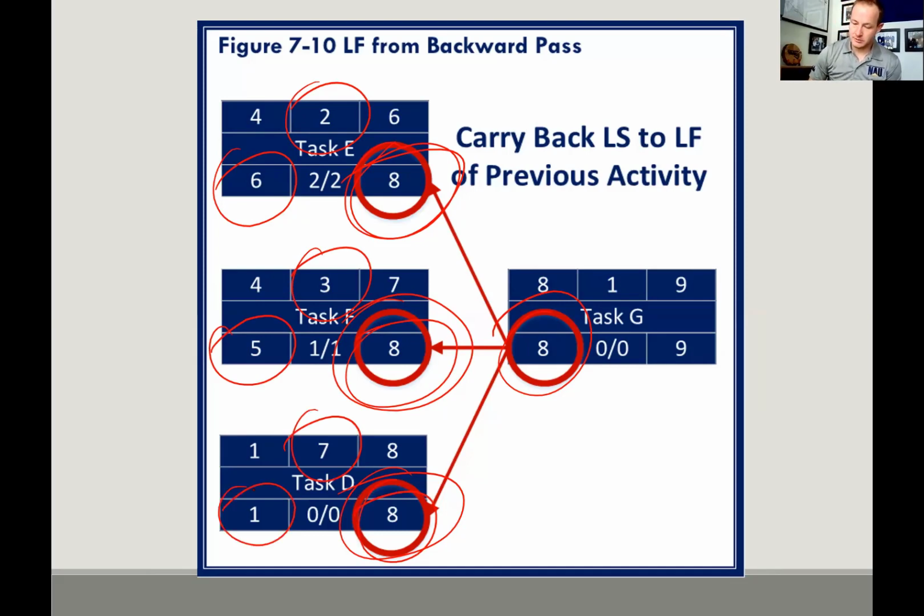Okay, so that's pretty easy. When we have two arrows that come into one task, we're going to take the smaller. So I'll show you this in practice. But what we're going to do is we're going to take the smaller. So in the backwards pass, we subtract the durations and we take the smaller number. So forwards pass, add durations, take the larger number. Backwards pass, subtract durations, take the smallest.